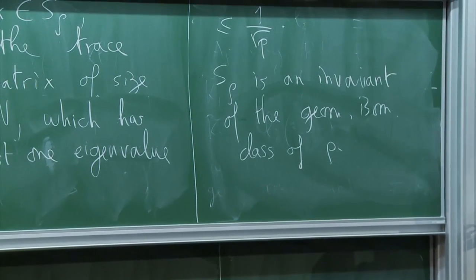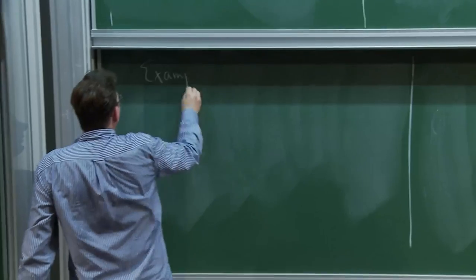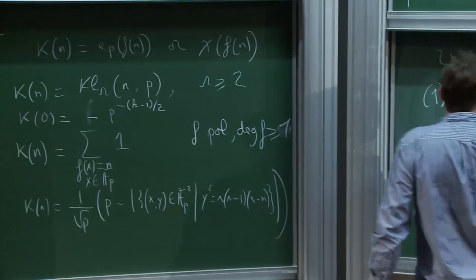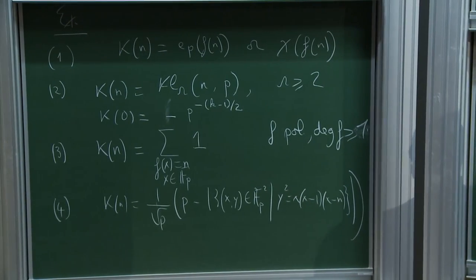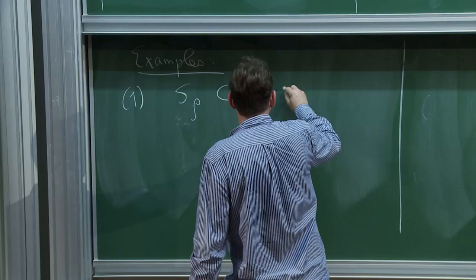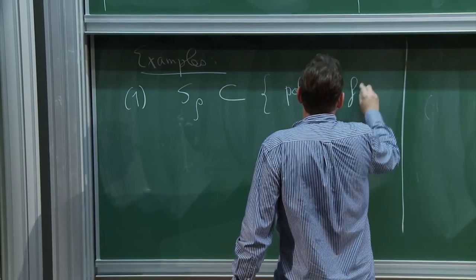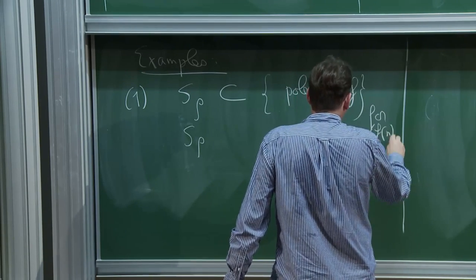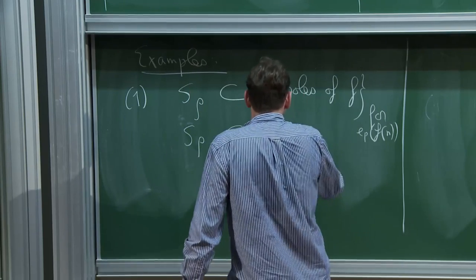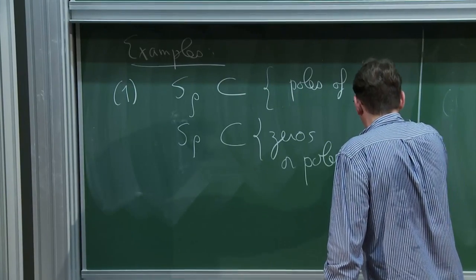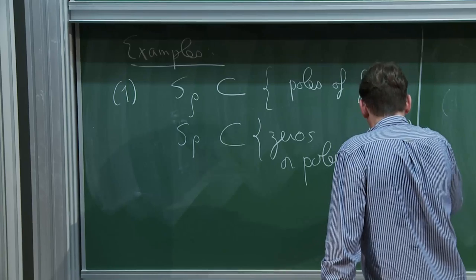To repeat a little bit, we have one extra invariant, this set of singular points. So let's go through the examples and say what we can say about these singular points. Case one, for additive characters, this is included. There could be some issues for small primes, but it's including the set of poles of f. For multiplicative characters, it's zeros or poles of f. And one can be more precise and say exactly which ones are and which are not.